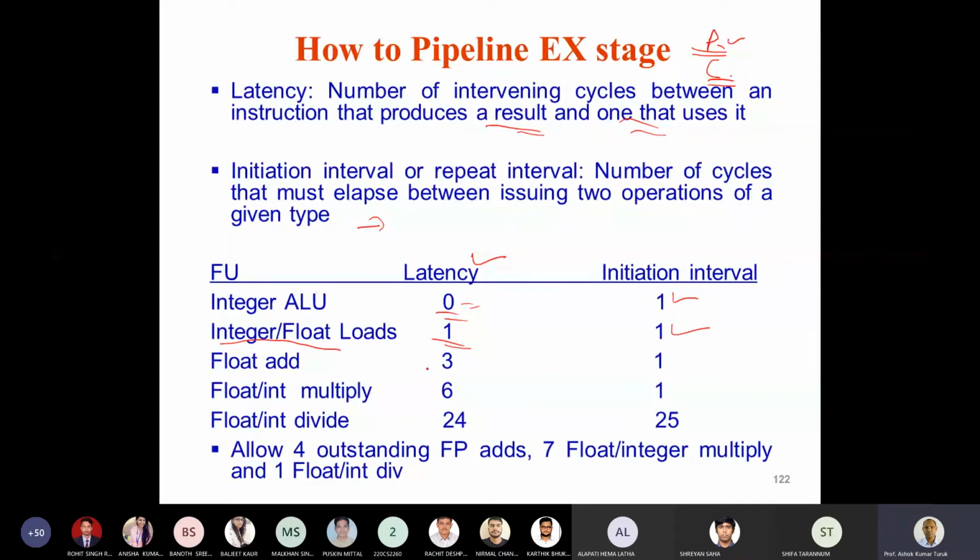Floating point add has a latency of 3. That means the result can be used only after 3 clock cycles, with an initiation interval of 1, and likewise for floating point multiply. This is what is assumed to pipeline the execution unit.